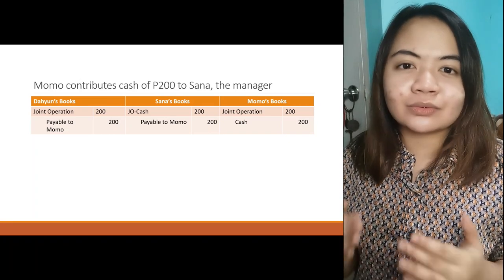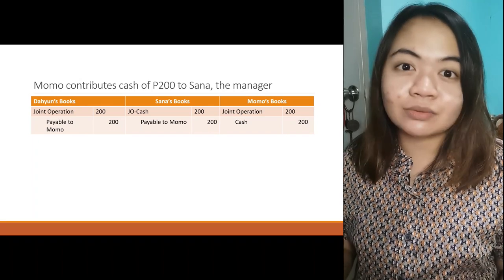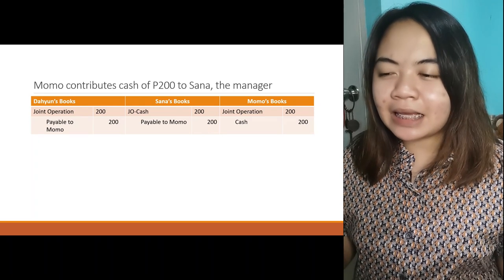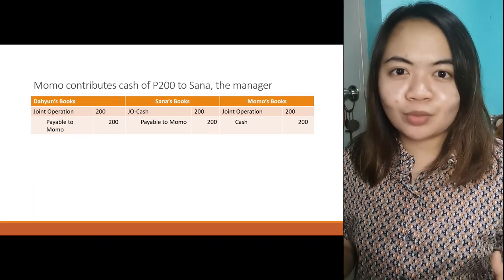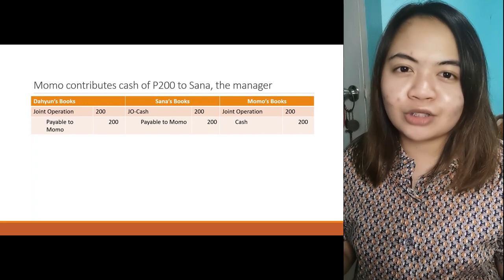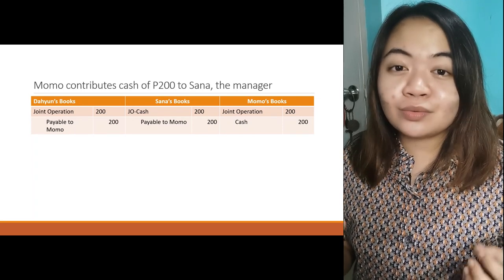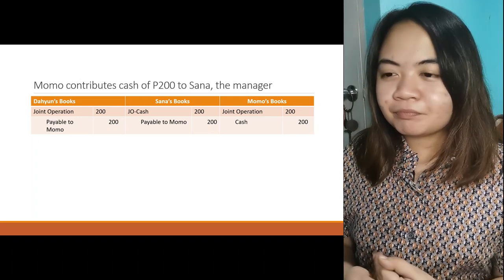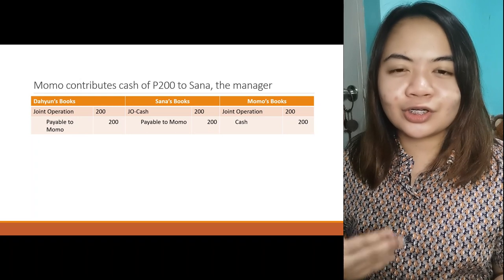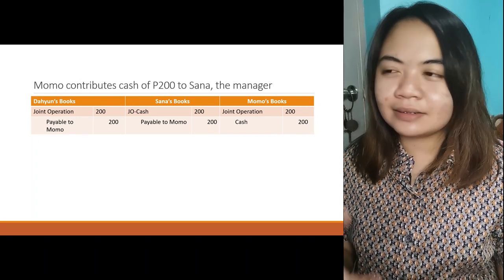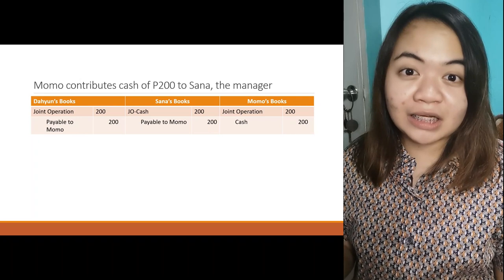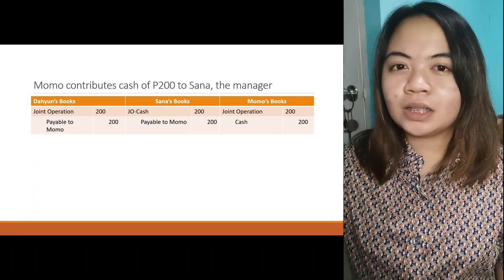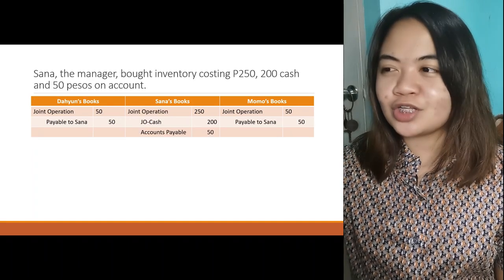Ano bang goal nito? Bakit natin tinitingnan lahat ng recordings ng books ng operators? Kasi dapat mag-reconcile sila. Okay, magtugma-tugma. Kasi pare-pareho naman yung nangyayari sa joint operation. Bakit hindi magkakatugma-tugma yung books nila, if ever? So, ire-reconcile dapat. Kaya we're doing this to know if reconciled or balance sila, okay, ng lalabas na amount or values according to the business transactions, okay? With assuming no separate records.